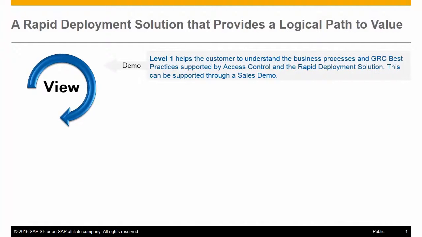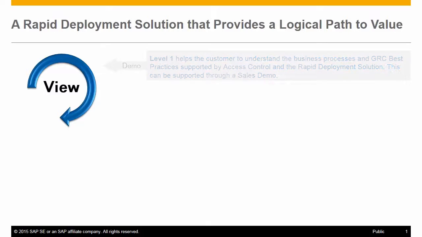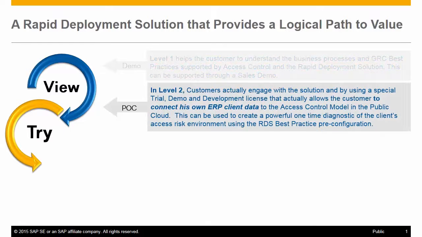Using access control from the SAP Cloud Appliance Library provides you with a logical path to value. At the basic level, the RDS enables you to see and understand the business processes supported by SAP best practices. You can easily understand what's delivered with the RDS and then what's left for you to configure. At the next level, you have an opportunity to actually test drive the solution using your data without the need for a robust on-premise infrastructure.